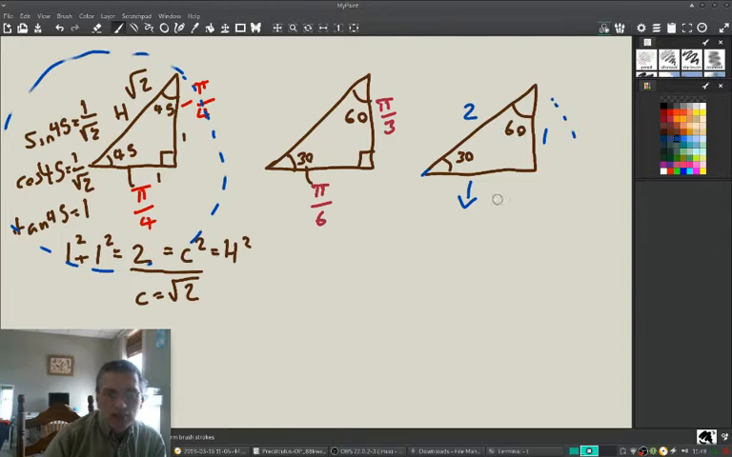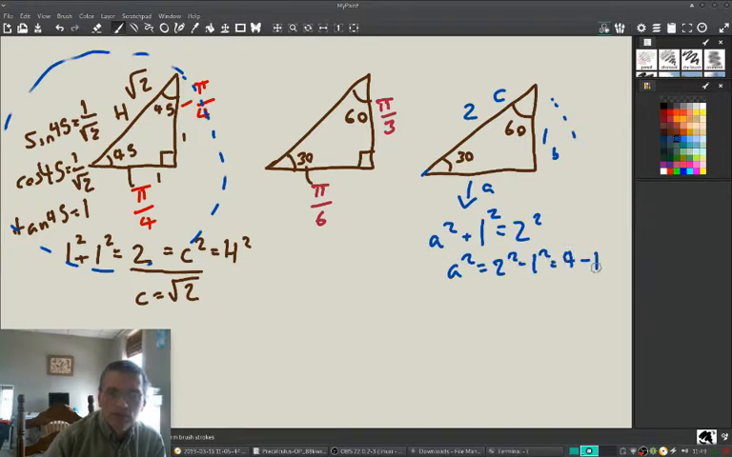So that leaves this side being, say this is A, B, and C. A squared plus B squared, 1, equals C squared, 2 squared. A squared equals 2 squared minus 1 squared, which equals 4 minus 1, which equals 3. A squared equals 3, so A equals square root of 3. So that's the 1, 2, square root of 3 triangle. That's 30, 60, 90. Or pi over 6, pi over 3, 90. I think we still say 90.